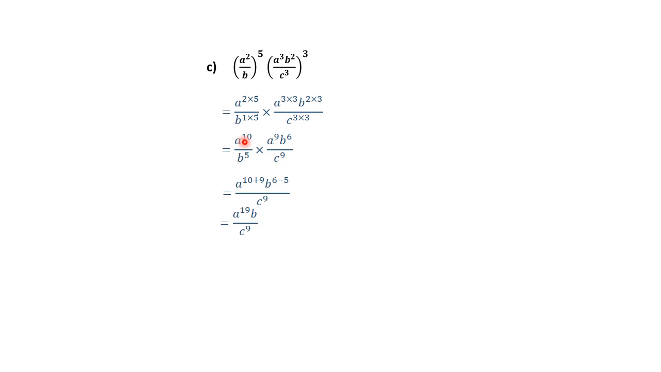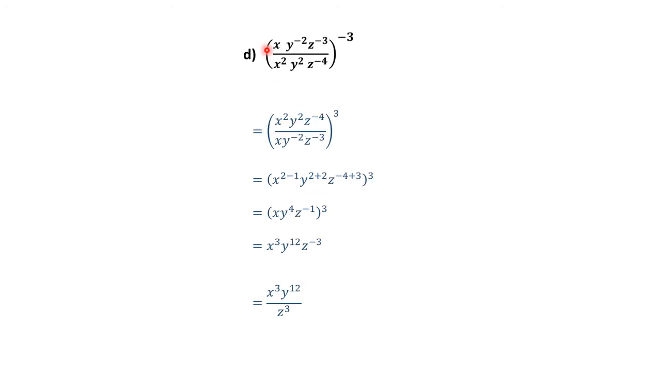I will collect common bases. A power 10 and a power 9. Common base, 10 plus 9, 19. B power 6, b power 5. Common base, 6 minus 5 is 1. C power 9 is the only single term. So this is our final answer.